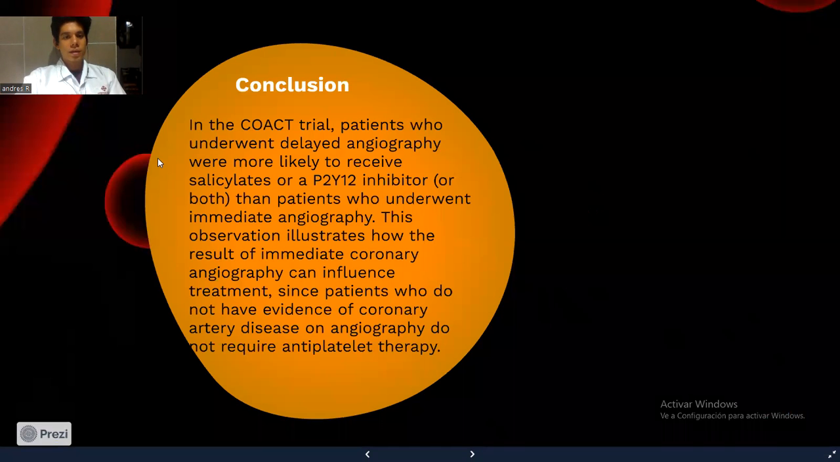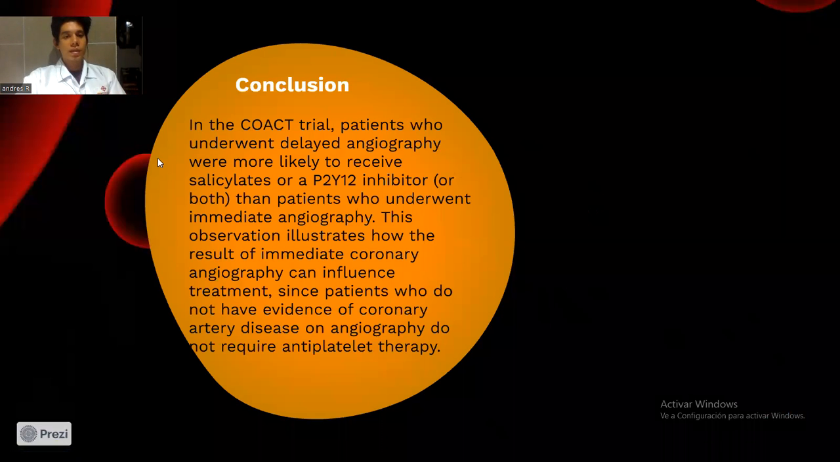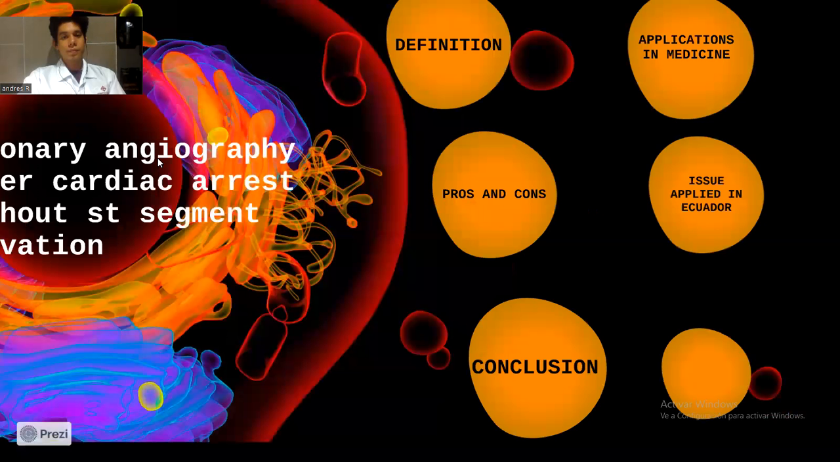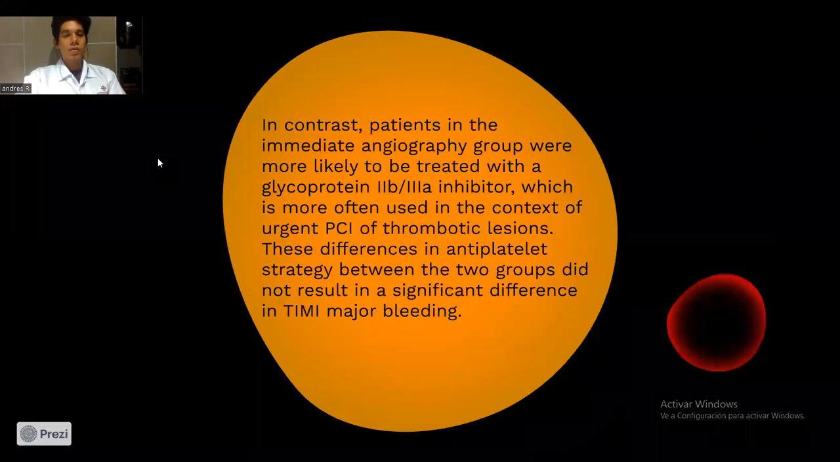This observation illustrates how the result of immediate coronary angiography can influence treatment, since patients who do not have evidence of coronary artery disease on angiography do not require antiplatelet therapy. In contrast, patients in the immediate angiography group were more likely to be treated with a glycoprotein IIb/IIIa inhibitor, which is more often used in the context of urgent PCI of thrombotic lesions.